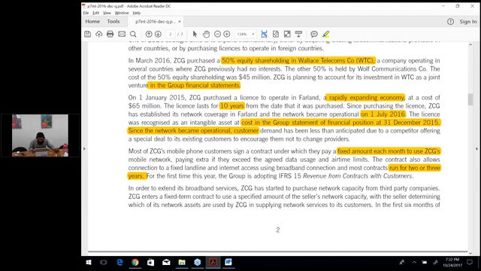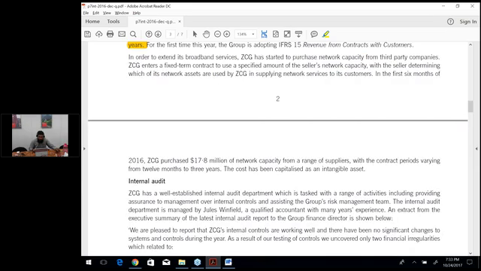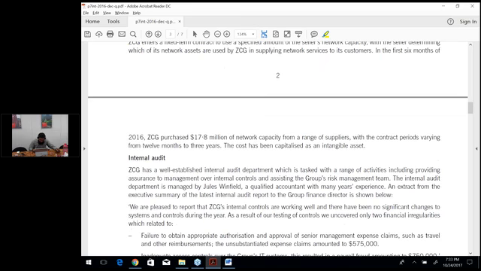Next, in order to extend its broadband services, ZCG has started to purchase network capacity from third-party companies. ZCG enters a fixed sum contract to use a specified amount of the seller's network capacity, with the seller determining which of its network assets are used by ZCG in supplying network services to its customers. In the first 6 months of 2016, ZCG purchased 17.8 million of network capacity from a range of suppliers, with contract periods varying from 12 months to 3 years. The cost has been capitalized as an intangible asset.